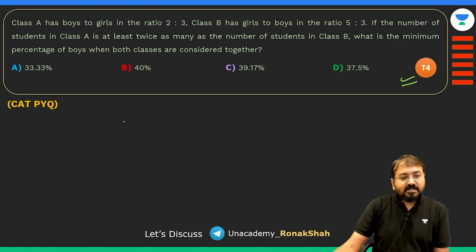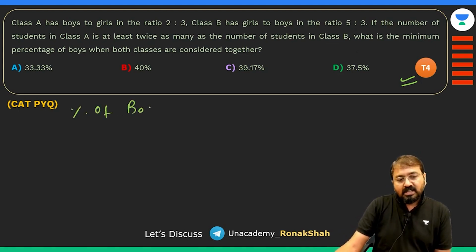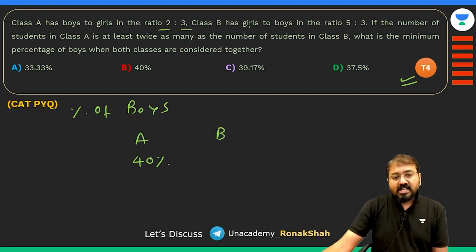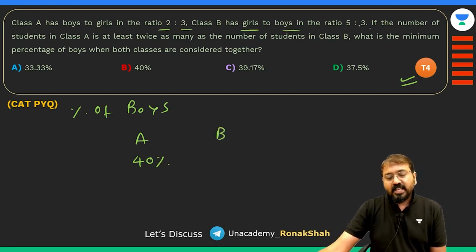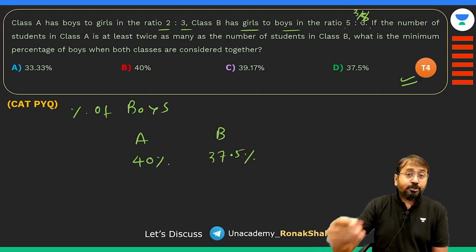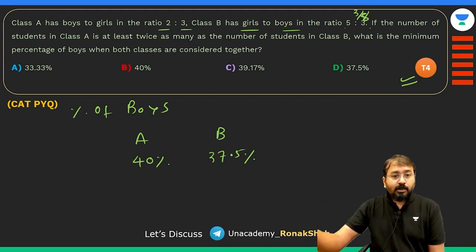Since they are asking in percentage, let's find out the percentage of boys in both the classes. Okay, so in class A, boys to girls is 2:3, so we have 40% boys. Similarly, in class B, girls to boys is 5:3, so the fraction of boys is 3/8, or you can say it is 37.5%. 3/8 is 37.5%. You should be very good at these fractions and equivalent percentages.